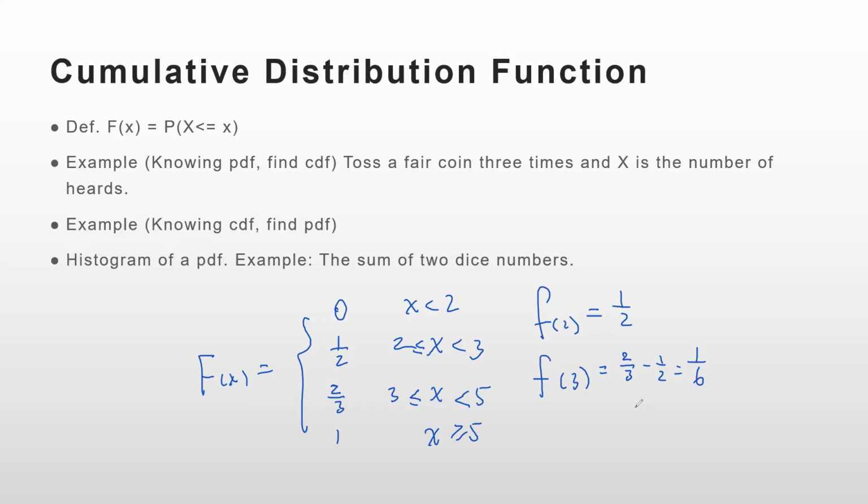All right, and am I right? Yeah, that's 1/6. And then there's a jump at 5. So little f(5) equals 1 minus 2/3, which is 1/3. If you add these three, you would get 1. But there's no guarantee that little f is non-decreasing.